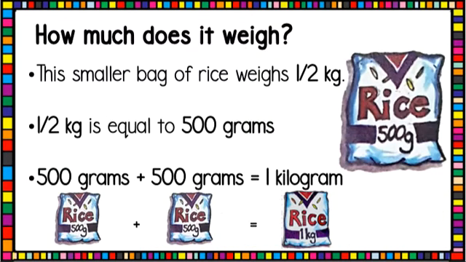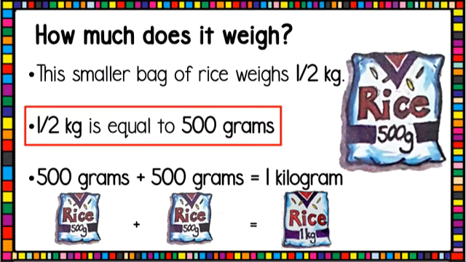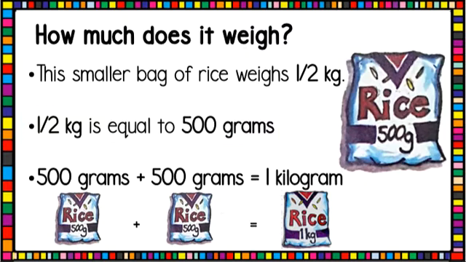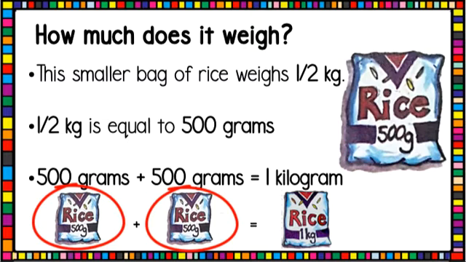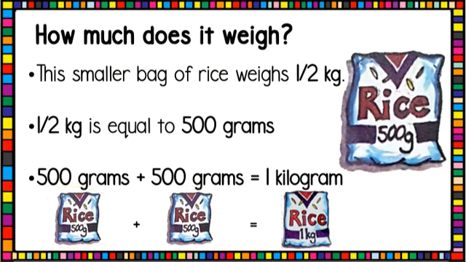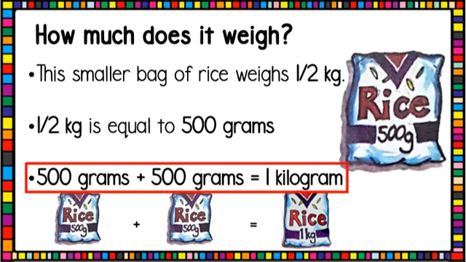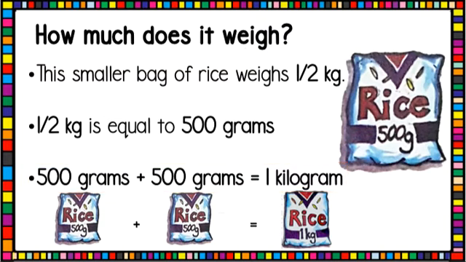Let's look at another example. This smaller bag of rice weighs half a kilogram. We know that half a kilogram is equal to 500 grams. In other words, two small bags of rice, 500 grams each, will equal a larger bag of rice, which will amount to 1 kilogram. 500 grams plus 500 grams will give you 1000 grams, which is equal to 1 kilogram.